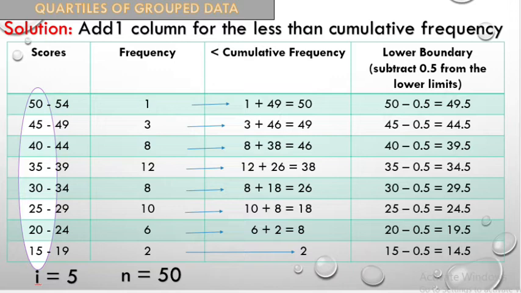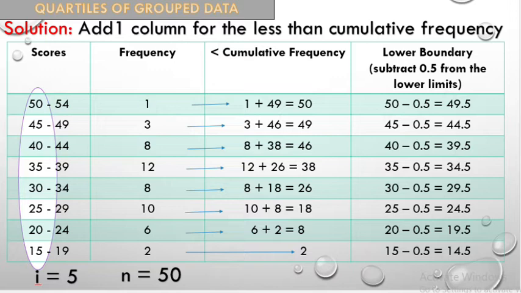18 plus 8 equals 26. 26 i-add sa 12. So, 12 plus 26, 38. 38 i-add sa 8. 8 plus 38 equals 46. And yung 46 i-add natin sa 3. 3 plus 46, that is 49, and 49 ay i-add po natin sa 1. So, 1 plus 49 is equal to 50. And since our N po is 50, dapat 50 din po yung ating less than cumulative frequency, yung sa pinaka-taas. So, ganun lang po siya.